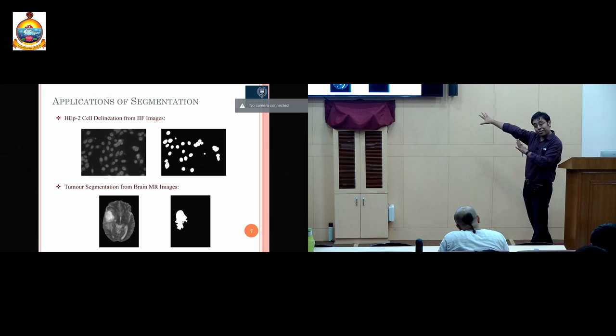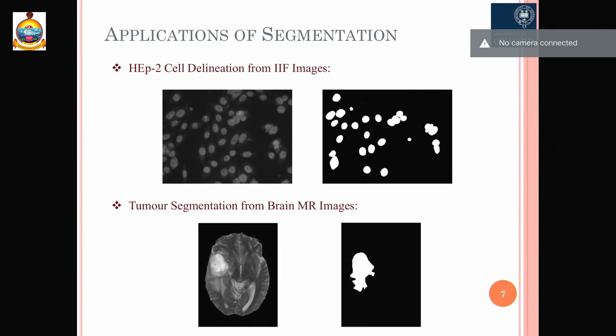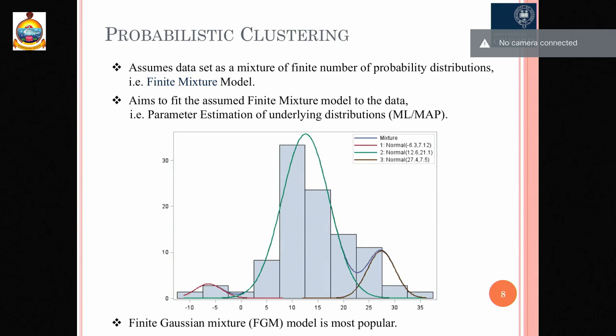But we are not interested in the other parts, like the cerebrospinal fluid, gray matter, white matter. So these are again the same brain MR image, but we are only interested in the tumor. So these are different kinds of applications. Now, how to achieve that? I am interested in clustering as a segmentation technique, and I am mainly interested in the probabilistic clustering. Now, I'll use the board a little bit if you want to see how the probabilistic clustering works.